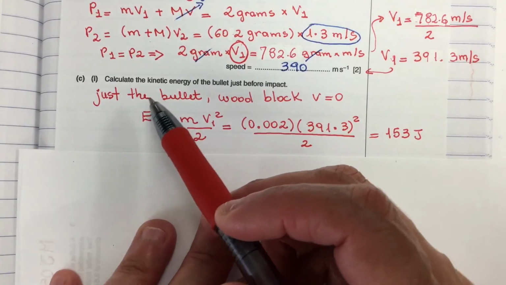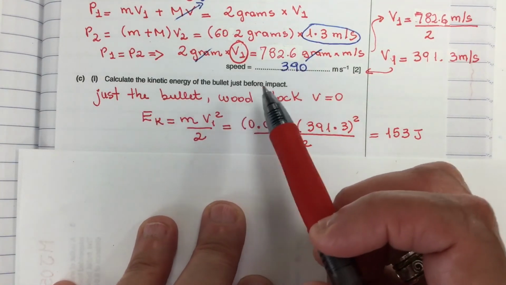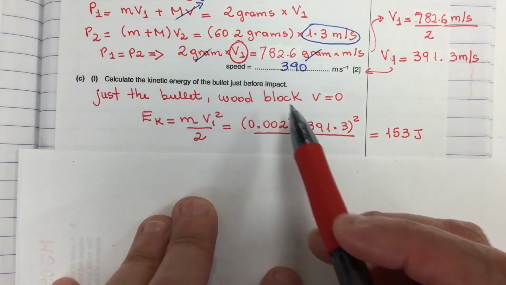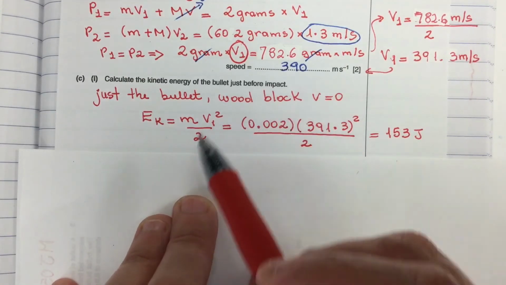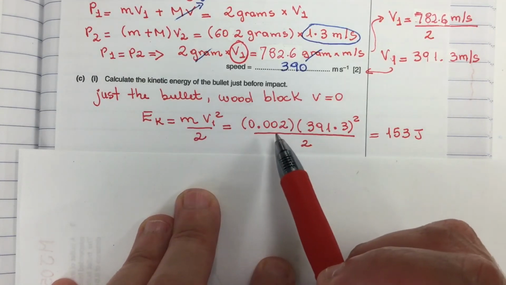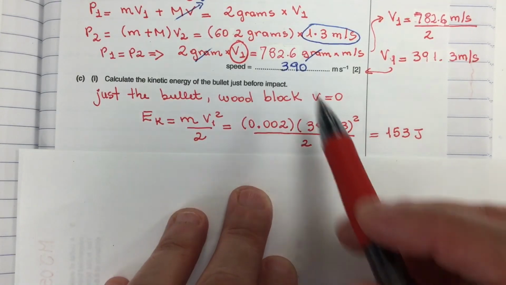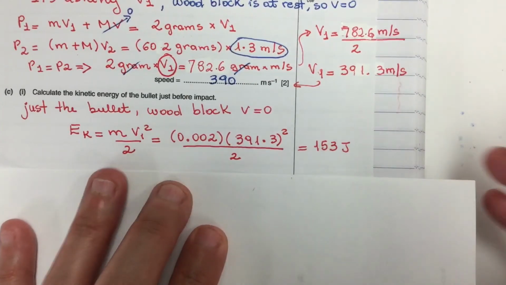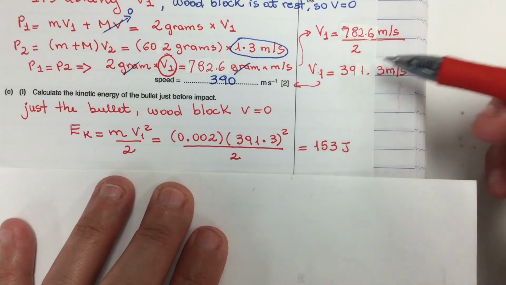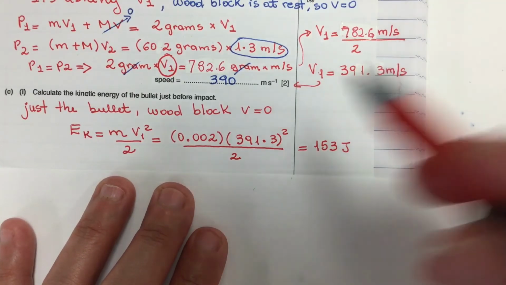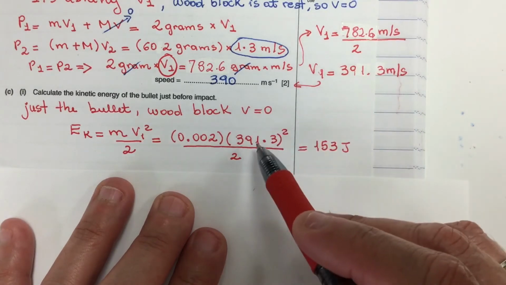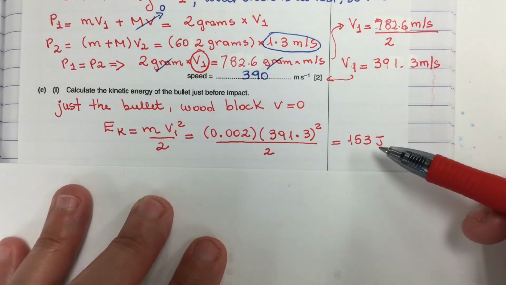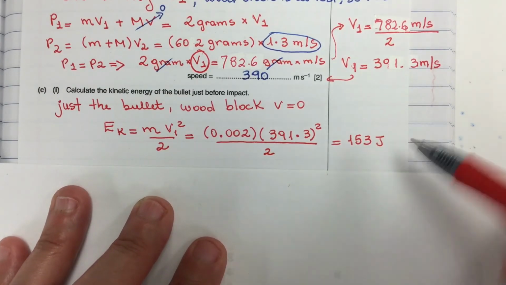The next question is asking to calculate the kinetic energy of the bullet just before impact. So in this case, we are considering just the bullet since the wood block is stationary. So the mass of the bullet in kilograms and the velocity of the bullet that we calculated prior. Now, why I'm not using 390 here is because this is my original result, and I always like to use the original one instead of the rounded one. So that is the speed of the bullet squared divided by 2. So that's the kinetic energy of the bullet before impact.